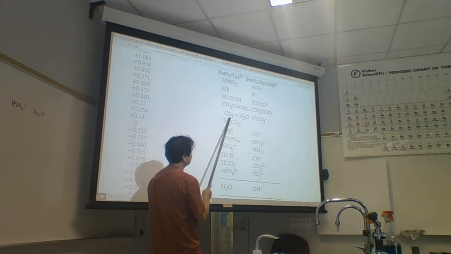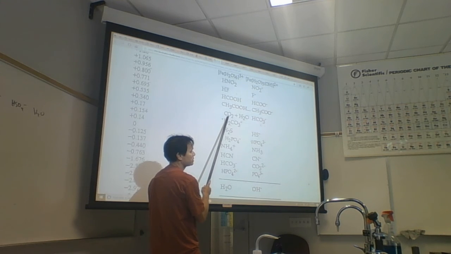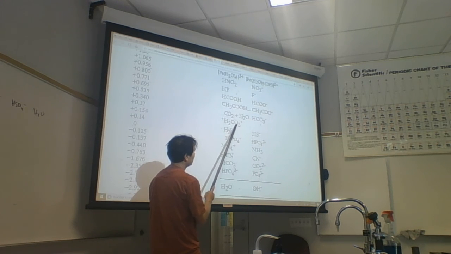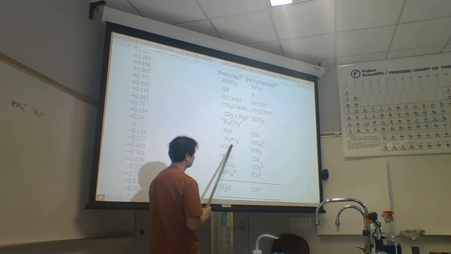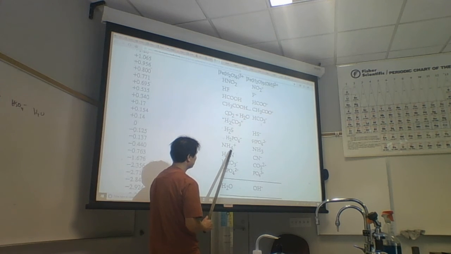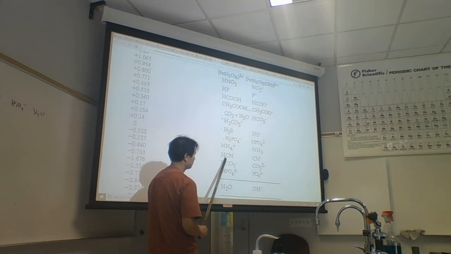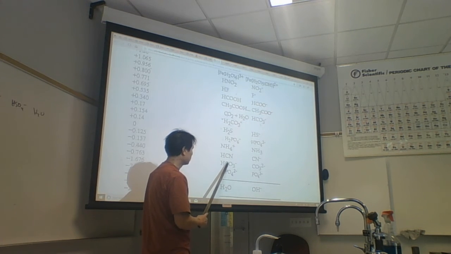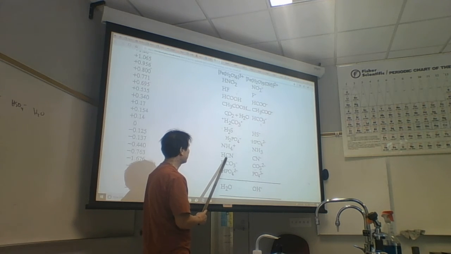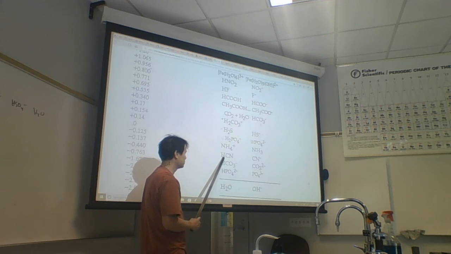This is carbon dioxide. Carbon dioxide is what we call a Lewis acid. Carbonic acid is what we call a Bronsted acid. Hydrosulfuric, dihydrogen phosphate, ammonium. Hydrocyanic acid. This is cyanide, this one's hydrocyanic acid, or hydrogen cyanide. This is also called hydrogen sulfide, hydrogen cyanide.